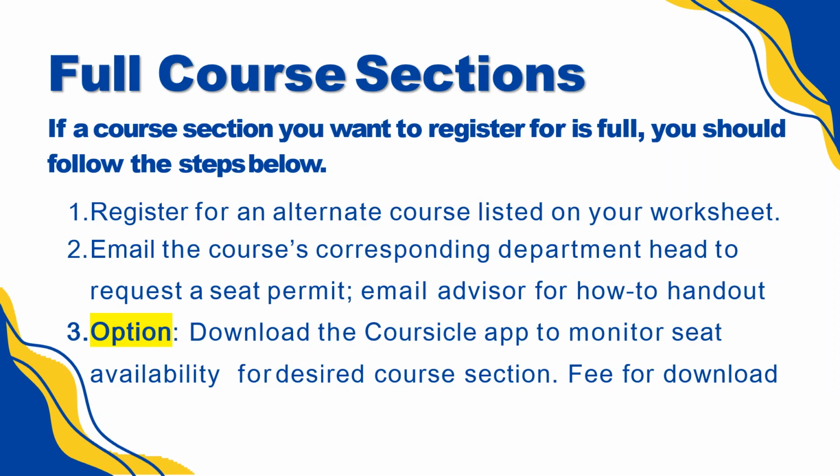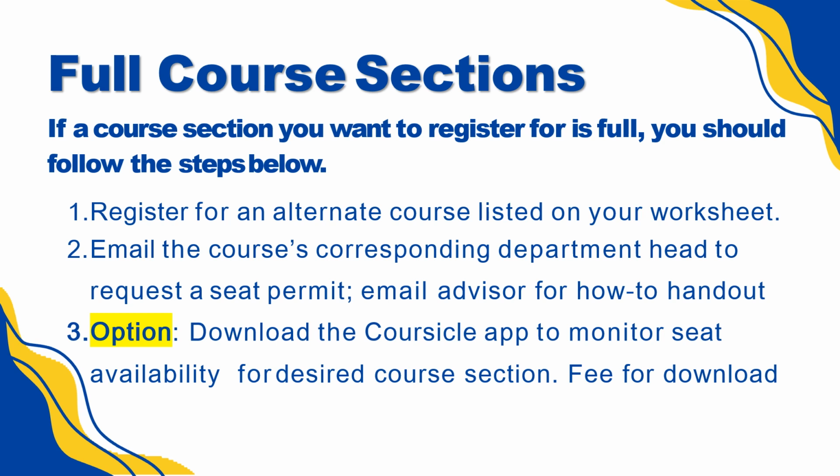Should a course be full, either today or later on whenever you're adjusting your schedule, once registration opens for all, there are different options available to you. You can register for one of the alternate courses that were listed on your advising worksheet, or you could email the course's corresponding department head to request a seat permit. If you email your advisor, they can send you a how-to handout that walks you through that process. But just be aware that the request for a seat permit is up to the discretion of the department head, so it's not guaranteed. So I often advise students to register for a backup class just in case they can't get into the course they're requesting a permit for.